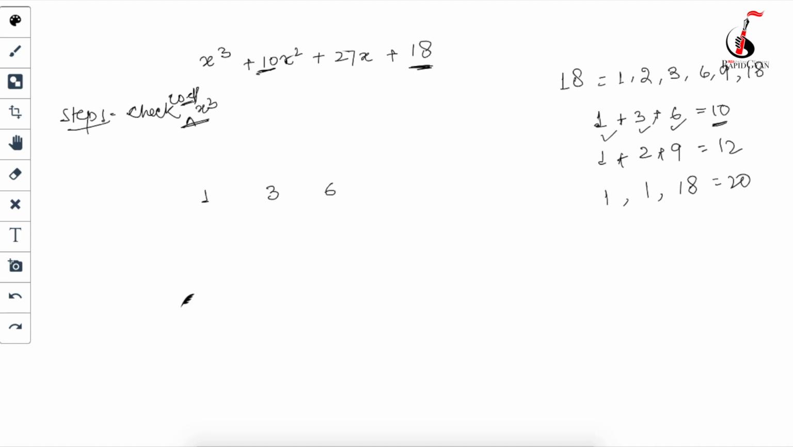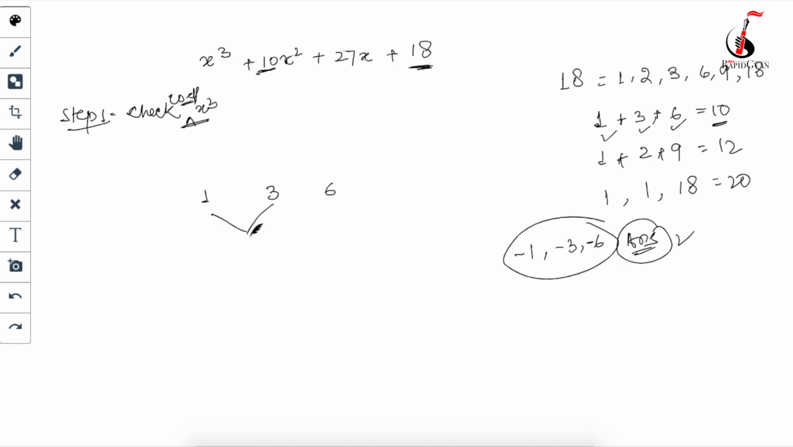Now I can tell you your answer. Your answer will be -1, -3 and -6. Okay, it's very simple. As soon as you get 1, 3 and 6, just change the sign: -1, -3, -6. That will be your answer. In order to validate that your answer is correct, what you will have to do?